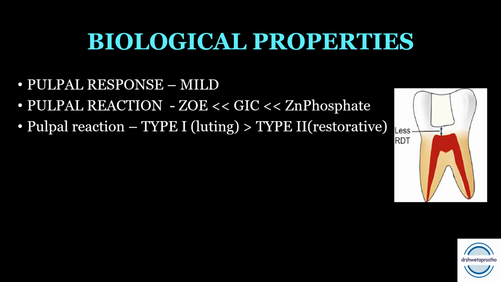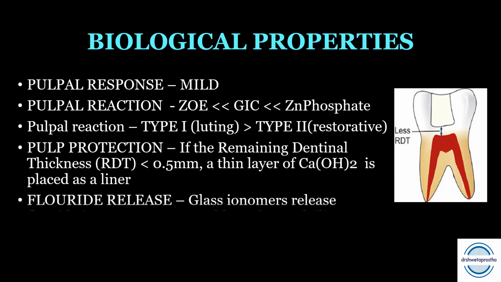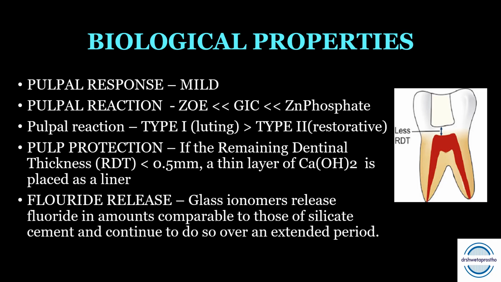Now if we talk about deep cavities and pulpal protection, if the remaining dentine thickness is less than 0.5 millimeter, then a thin layer of calcium hydroxide should be placed as a liner for pulpal protection. Next we come to the fluoride release. Glass ionomer cements release fluoride in amounts comparable to that of the silicate cement, and they continue to do so over an extended period. It has also been seen that the fluoride ions released from the GIC inhibit the progression of secondary caries.